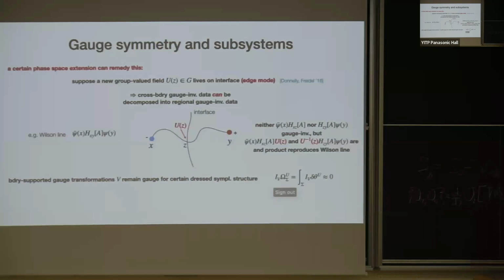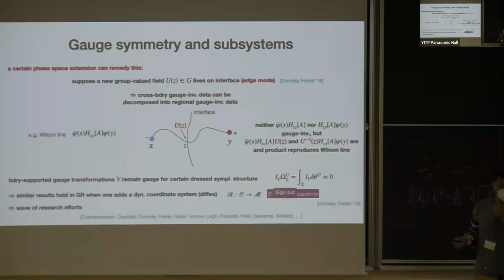And it turns out when you look at the presymplectic structure in this extended phase space, depending on how you do it, you can find ways in which you get dressed symplectic structures such that gauge transformations in the global theory remain gauge transformations even for the subregion. They also showed this for vacuum general relativity. You can do something similar if you introduce something like a dynamical coordinate system. And so this has really triggered a lot of research on finite subregions in recent years. There's been a whole wave of works on this.